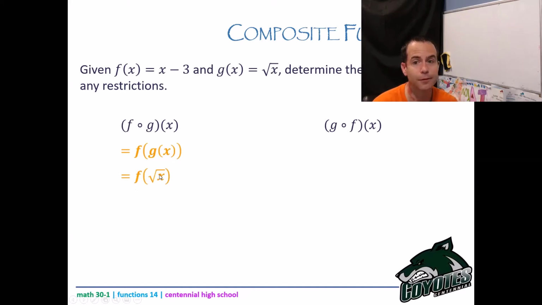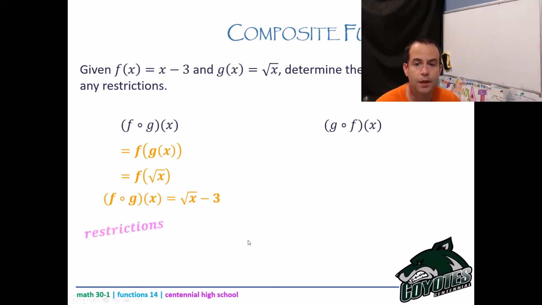I now have a restriction that I want to start talking about, which would be x has to be greater than or equal to 0. I'm going to plug that into my x of f of x up here. So that's going to end up being root of x minus 3. Now, what were the restrictions? Overall, the restrictions were that x has to be greater than or equal to 0.